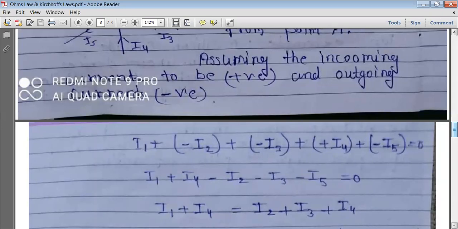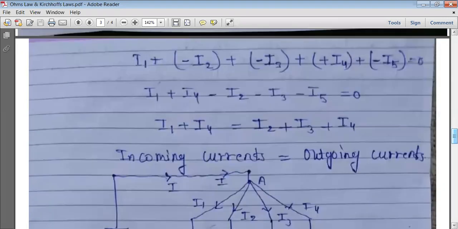The equation we find in this diagram is I1 plus I4 minus I2 minus I3 minus I5 equal to 0. That means I1 plus I4 equals I2 plus I3 plus I5. That means the incoming currents are equal to the outgoing currents.